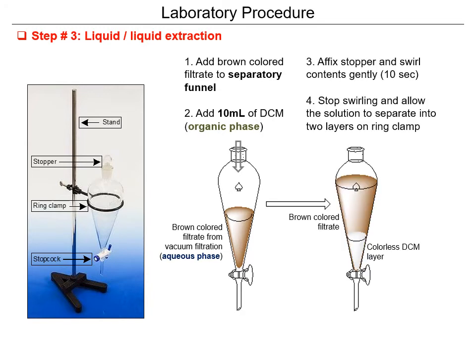Next, affix a glass stopper to the top of the funnel and gently swirl the contents for about 10 seconds. Stop swirling and place the funnel in the ring clamp on the ring stand. Allow the solution to sit undisturbed for a few minutes on the clamp. This should allow the aqueous and organic phases to separate into 2 layers, giving a visible bilayer in your funnel.